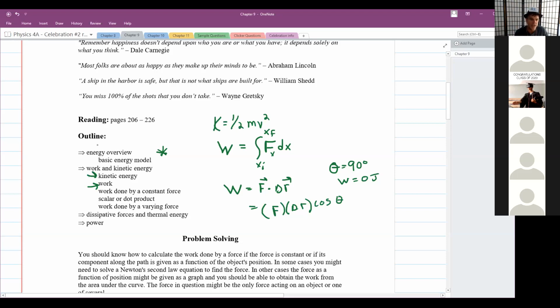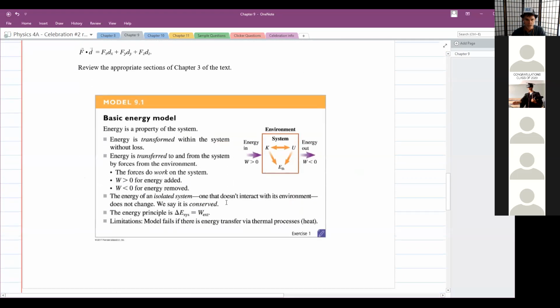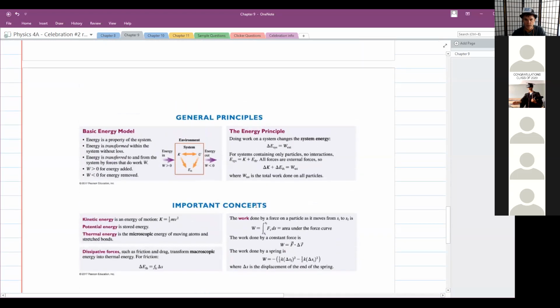Couple other things. Let me just say power. Power is going to be important in physics 4B, but I didn't cover it in that much detail. In terms of things to not focus on for this review, don't worry about power. But in terms of thermal energy, the one equation we have is how much thermal energy changes. And that's the force of kinetic friction times the displacement over which kinetic friction acts. So just going through some of the important things.